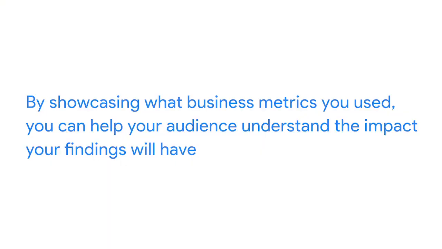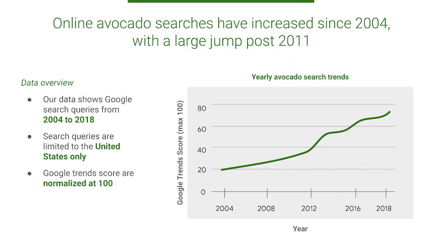That's just one way we can use the business task to frame our data and make it easier to understand. You also want to make sure you're outlining and connecting with your business metrics. By showcasing what business metrics you use, you can help your audience understand the impact your findings will have. Think about the metrics we use for our avocado presentation. We track the number of online searches for avocados from different months over several years to anticipate trends and demand. By explaining this in our presentation, it's easy for our audience to understand how we used our data.